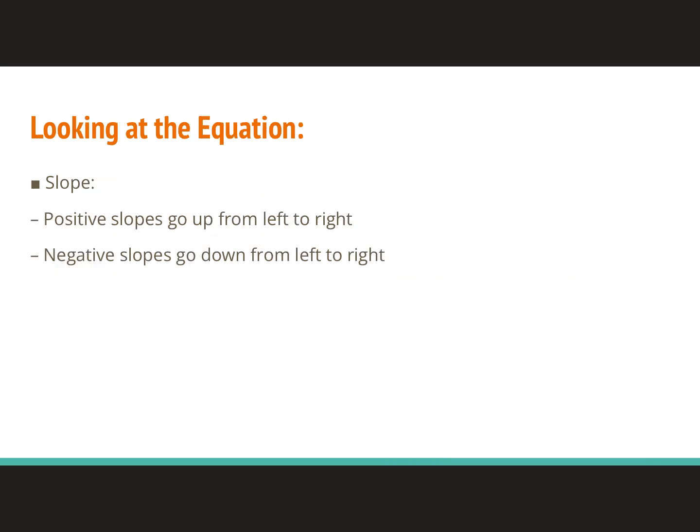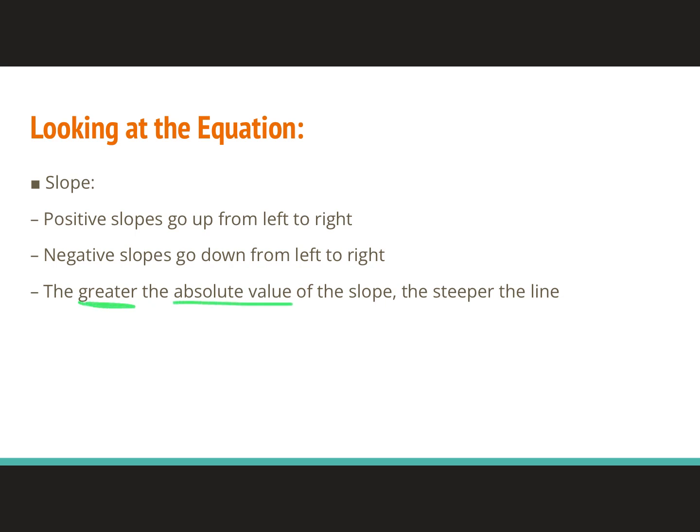Okay, so let's talk about this. Looking at the equation, things in the equation that we can change. We can change the slope. Of course, we all remember positive slopes go up from left to right and negative slopes go down from left to right. The greater the absolute value of the slope, the steeper the line. So a slope of -3 is steeper than a slope of 0.75 because we're looking at absolute values. A zero slope is a horizontal line. Remember, a slope of 0 is a horizontal line, no change.